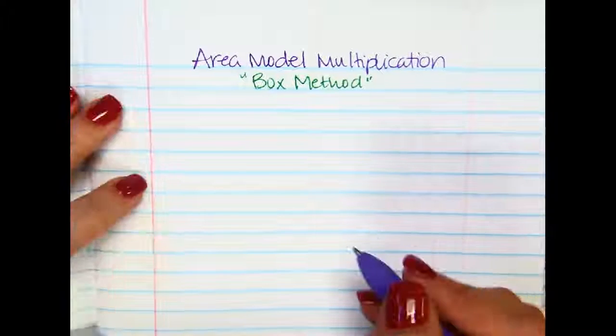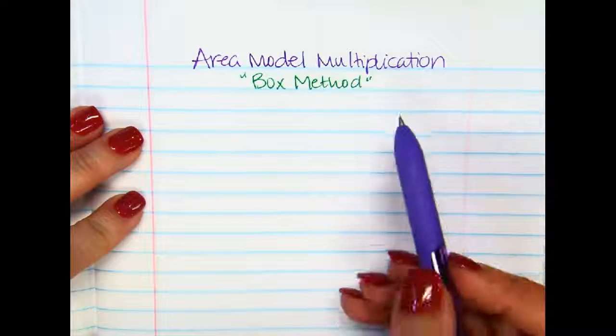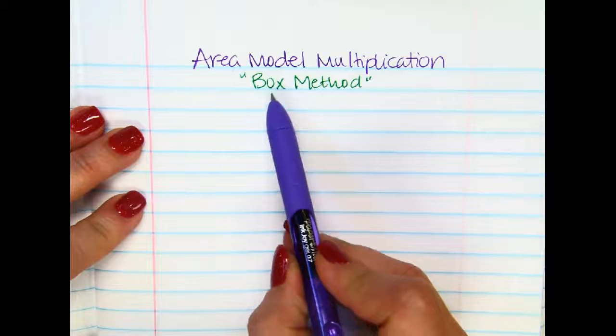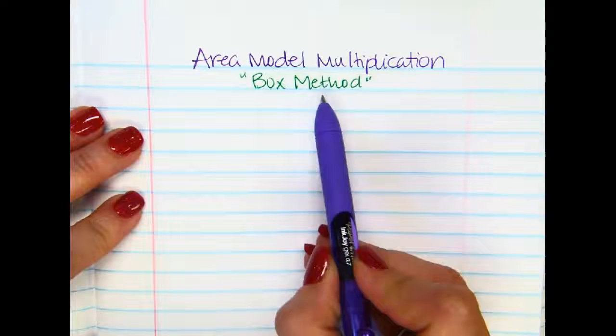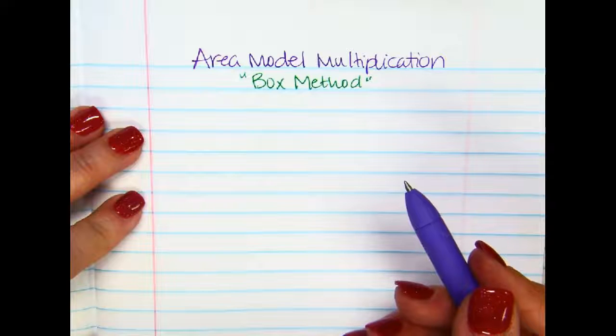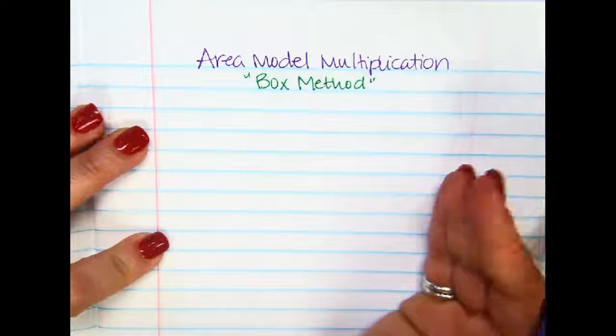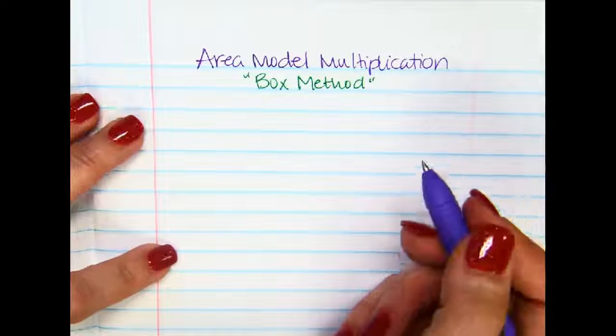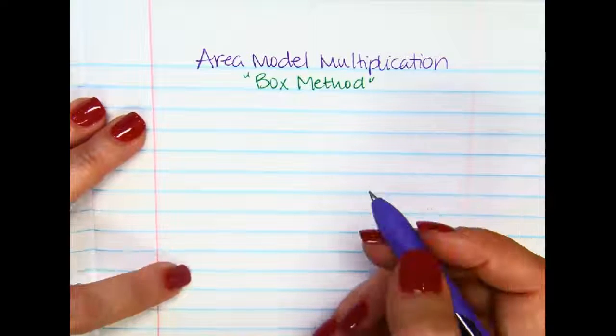Today I'm going to give you a little tutorial on area model multiplication. It's also known as the box method or the box model. If you search YouTube, for instance, you'll find videos about this. We've started a new unit, which is Module 8. It's 2-digit by 2-digit multiplication.